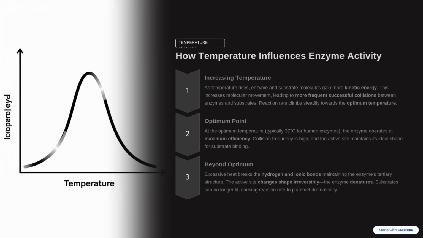When you hit an optimum temperature, for human enzymes it's often around 37 degrees Celsius, the enzymes are working with maximum efficiency. Anything beyond, they become denatured, which is irreversible, so the reaction rate drops dramatically. So the graph story is up, peak, and then drop dramatically.